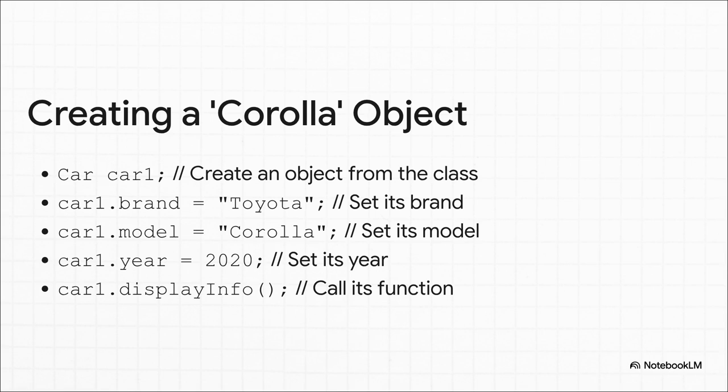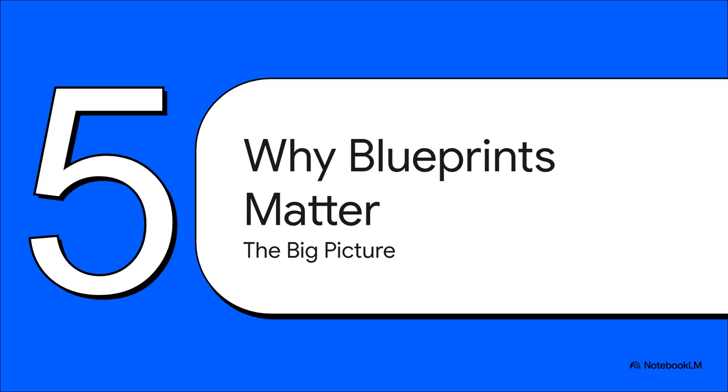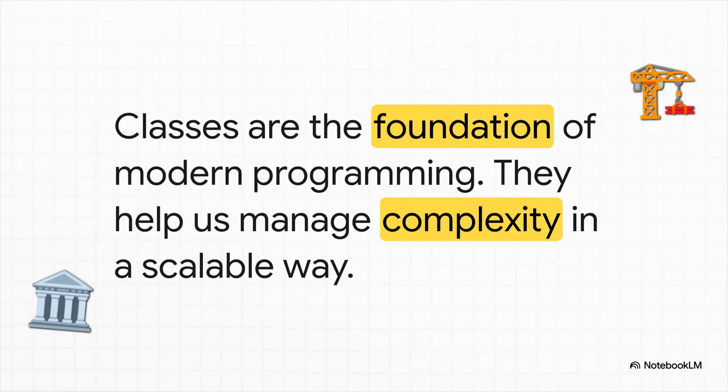It's that simple. So why do we go through all this trouble with blueprints and objects and all this stuff? Why is this one idea so incredibly important to how pretty much all modern software gets built, from your phone's OS to the biggest websites on the planet? Because this isn't just some clever little trick. It's a totally different way of thinking about how to build complex things. It allows us to manage massive amounts of complexity in a way that's organized, that's scalable, and honestly, that mirrors how we see the real world, as a collection of objects that have properties and can do things.